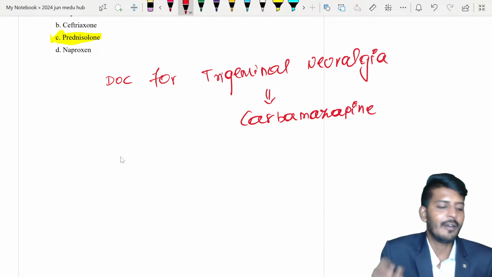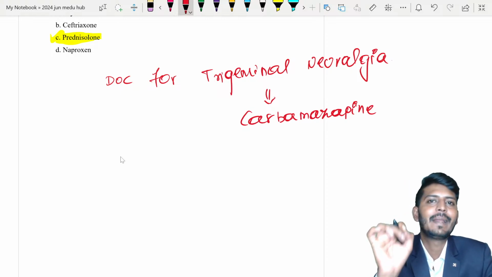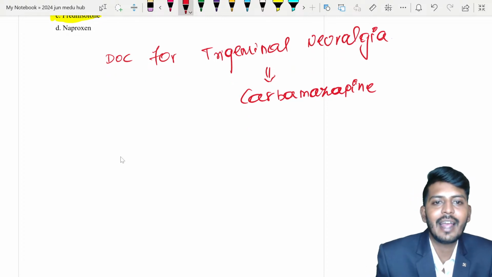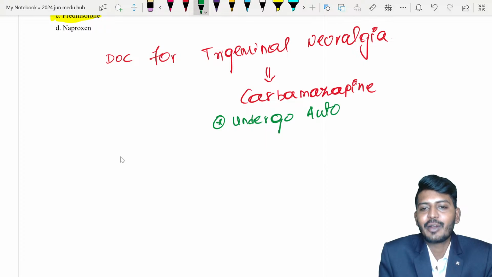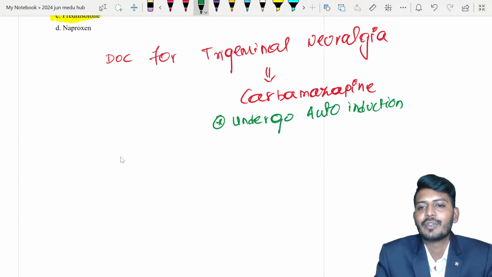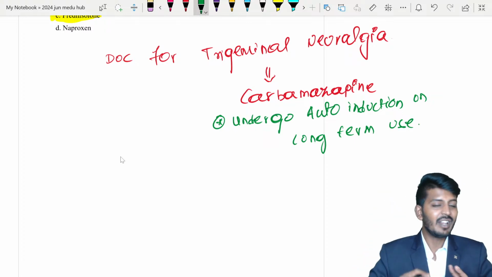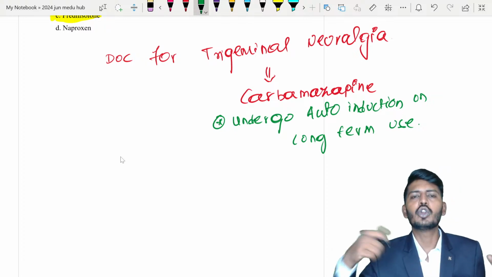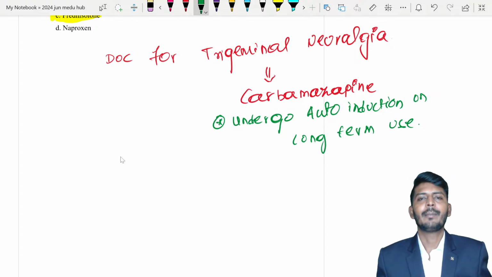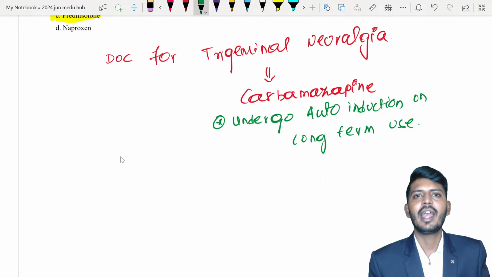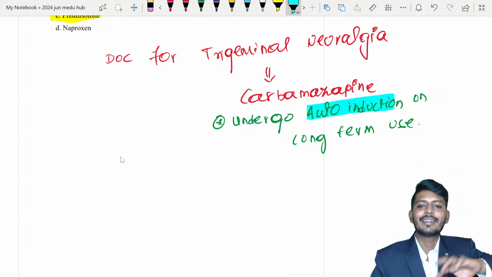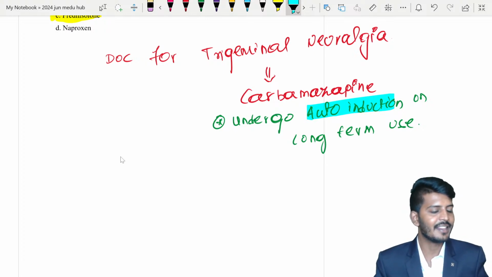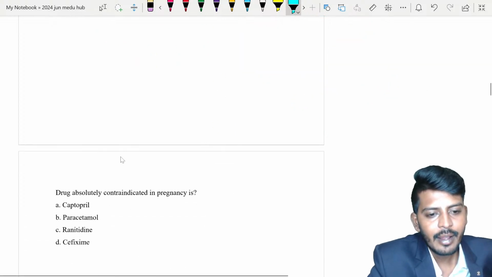Okay, carbamazepine is an anti-epileptic drug. Carbamazepine has one specialty. Remember, it undergoes auto-induction on long-term use. Auto-induction means it increases its own metabolism. This will trouble others and also trouble itself. It is that type of person: I won't live in peace and won't let anyone else live either. So it undergoes auto-induction metabolism, and it also increases the metabolism of other drugs. Okay, it is an enzyme inducer. Okay sir, so this is the story of facial nerve palsy.